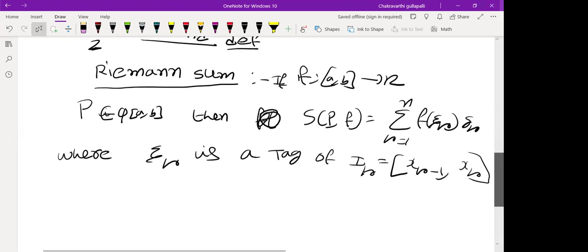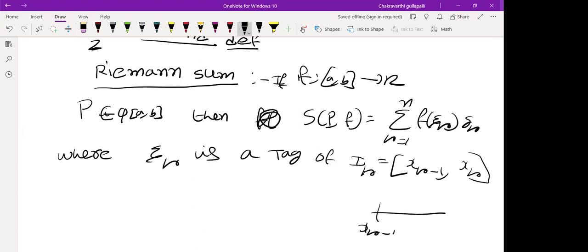So the tag can be the left end, the right end, or the midpoint. It can be any point in this interval. In this interval, how many points will be there? Infinitely many points. If you take any one of these infinitely many points, that is what is called a tag. Then f of c_i and delta_i. What is delta_i? The width of the interval, right end minus left end.